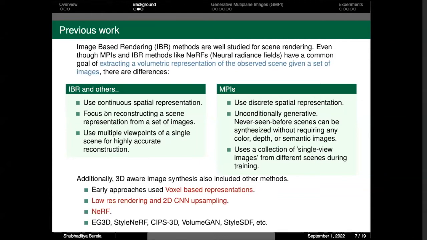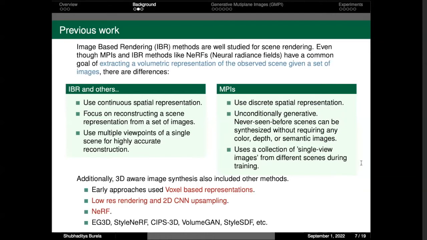So IBRs use continuous spatial representation, whereas MPIs use discrete spatial representation. IBRs focus on reconstructing a scene representation from a set of images, but MPIs are unconditionally generative, and never-before-seen scenes can be synthesized without requiring any other information. And then IBRs use multiple viewpoints of a single scene for highly accurate reconstruction, whereas MPIs use a collection of single view images from different scenes during the training.